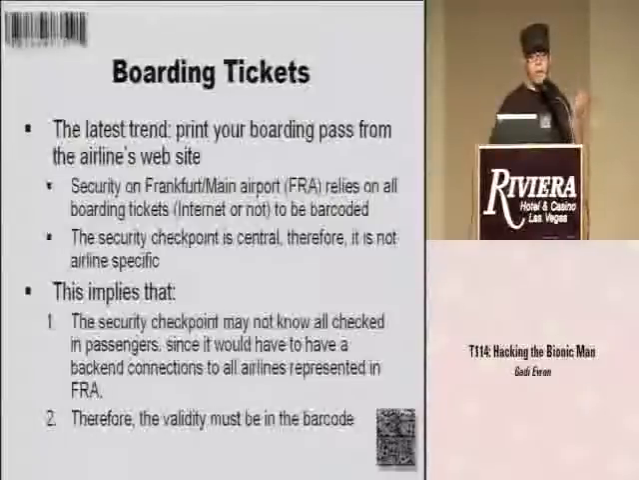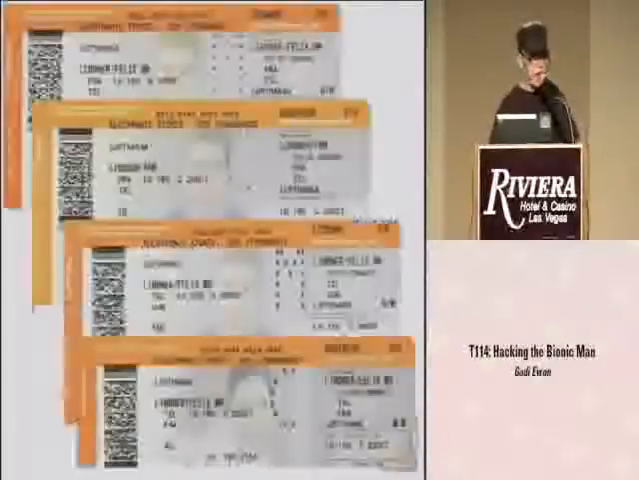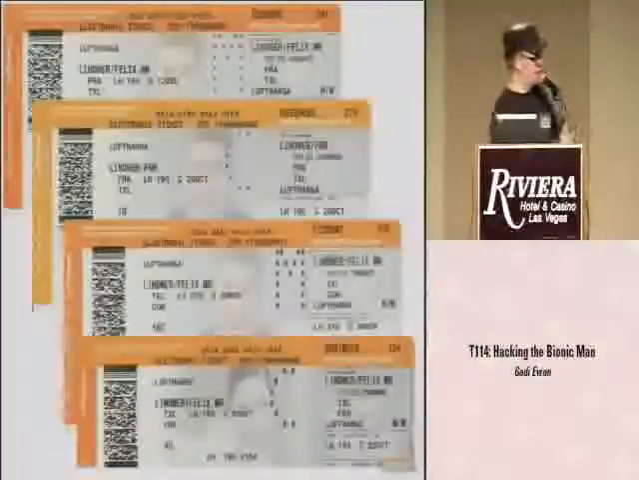The security checkpoint is central. Therefore, it's not airline specific, right? Now, on the other hand, this implies that the security checkpoint may not know everyone who's already checked in, because that would mean everything else is rewired with each other. And I don't think that is the case, so the validity must be in a barcode. I fly a lot. So this is like barcodes from trips all over the place.